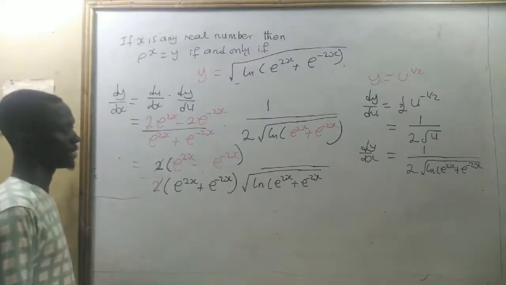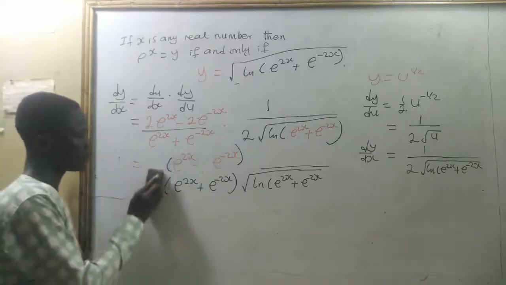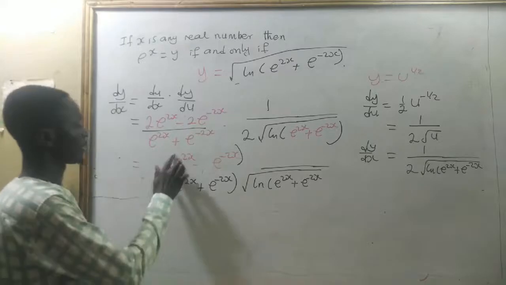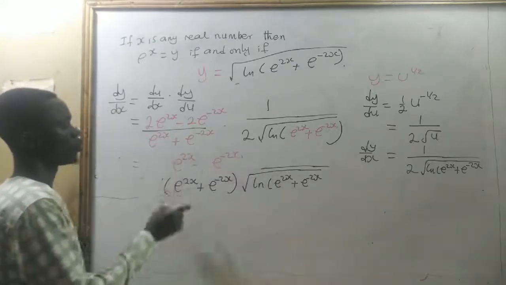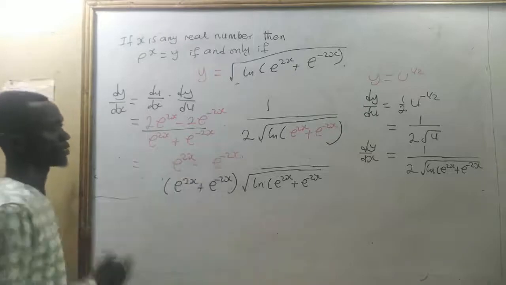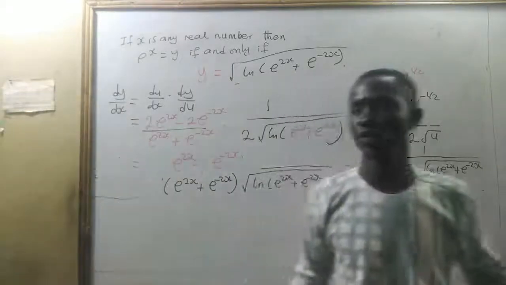So I don't want to repeat it. The 2 will cancel the 2. And the brackets here too will go off since the 2 has gone. Remember, this cannot cancel this one. And that is our final solution.